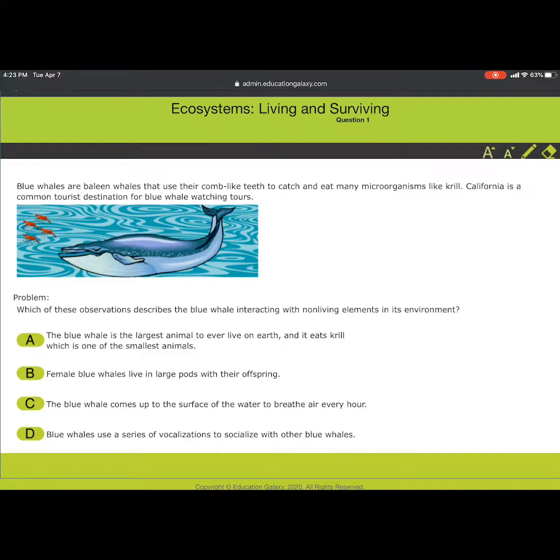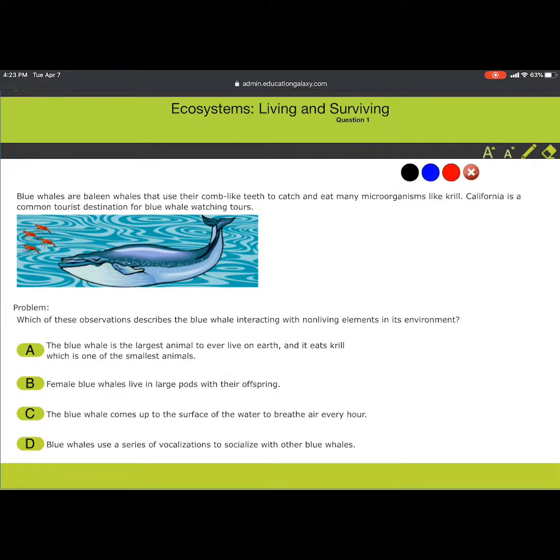Let's read the question. It says, and let me go ahead and put the marker thing here. Okay, it says blue whales are baleen whales. They use their comb-like teeth to catch and eat many microorganisms like krill. California is a common tourist destination for blue whale watching tours. Okay, here's the problem. All right, so let's go ahead and write this out. Okay, here is the scenario.